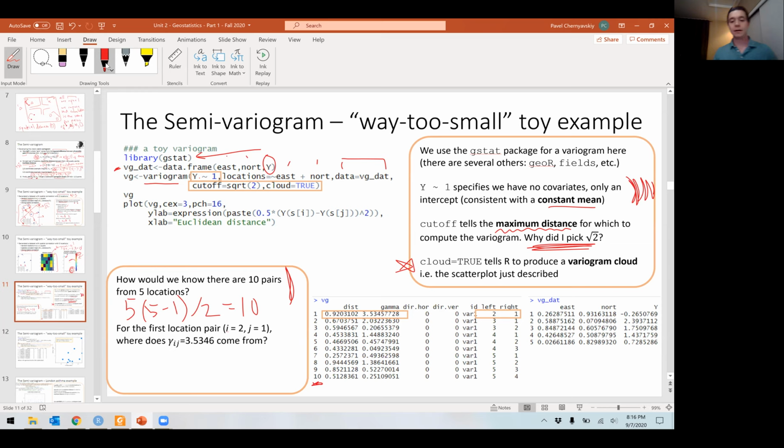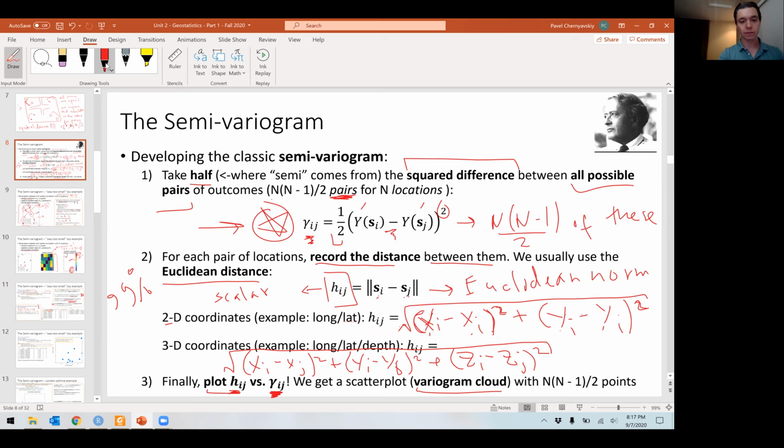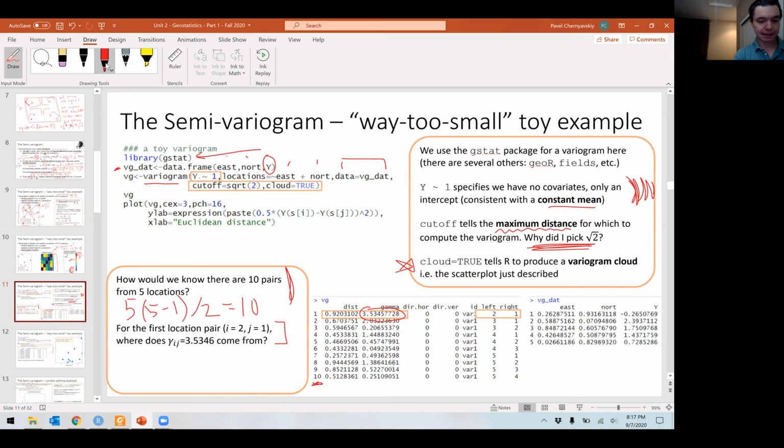One more thing to do. Let's check our work for the first location pair. So, this gamma term right here, where i equals 1 and j equals 2. So we're looking for half the squared difference between this value and this value. So 2.39, minus a minus gives me plus 0.265.